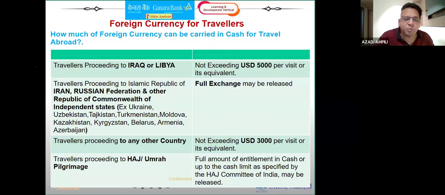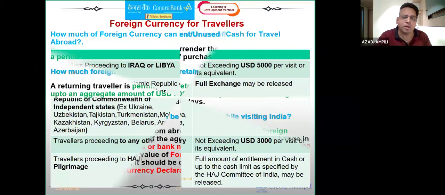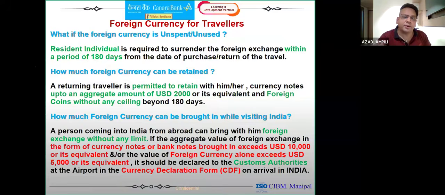And travelers proceeding on Hajj or Umrah pilgrimage, full amount of entitlement in cash or up to the latest estimate. But the Hajj Committee of India will decide how much amount. So somebody is going, and you're having foreign currency with you, $5,000 you got in your hand. Can you hold that with you? If you can hold, how long? No, very good, Abhishek. You cannot hold. How long can you hold? 2,000 you are having. Can you hold? $2,000. Means someone, yes, yes.